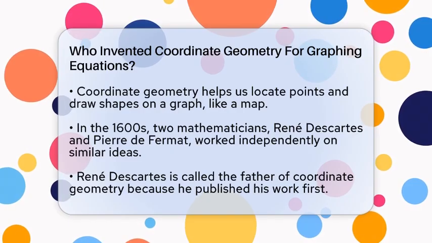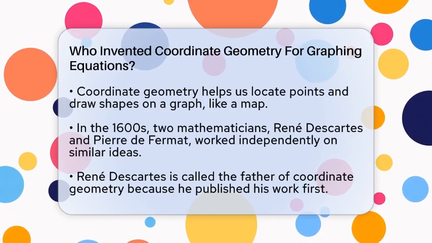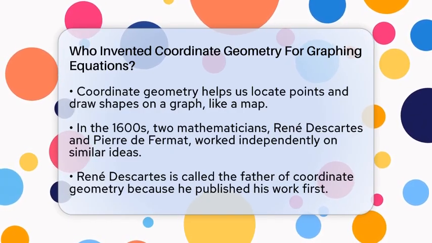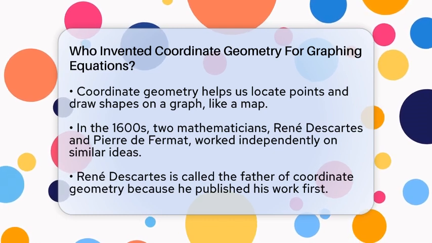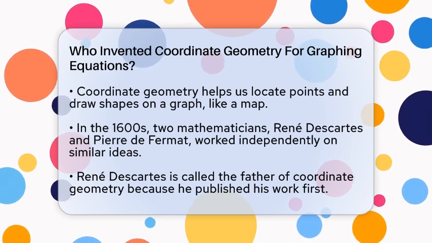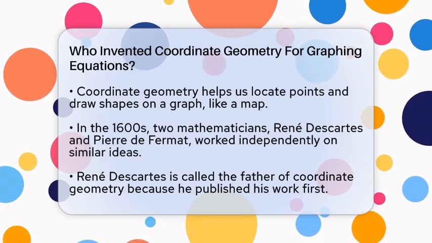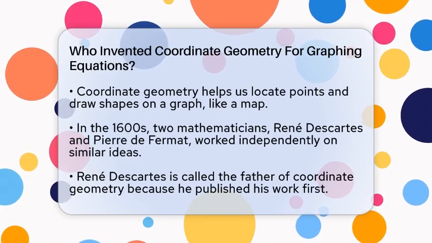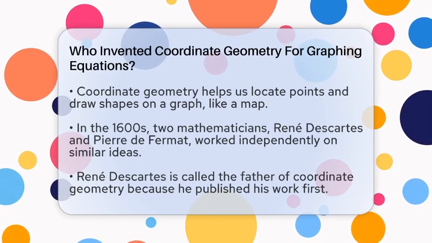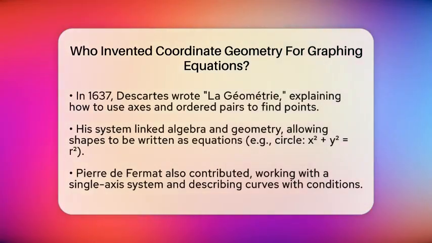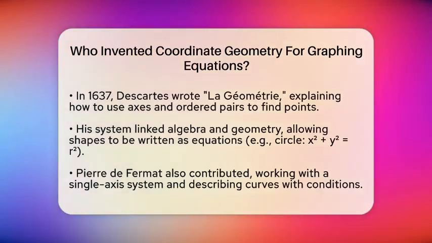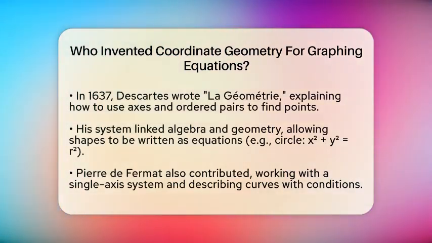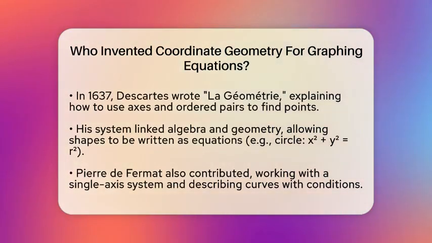Back in the 1600s, two French mathematicians, René Descartes and Pierre de Fermat, worked on similar ideas independently. René Descartes is often called the father of coordinate geometry because he published his work first. In 1637, he wrote a book called La Géométrie that explained how to use a pair of perpendicular lines, now called axes, to find points on a plane with ordered pairs of numbers. These pairs are called coordinates.